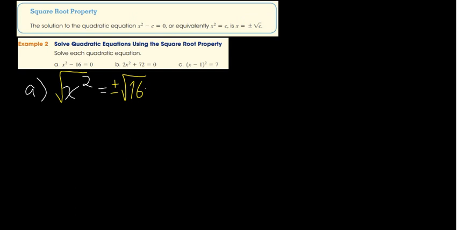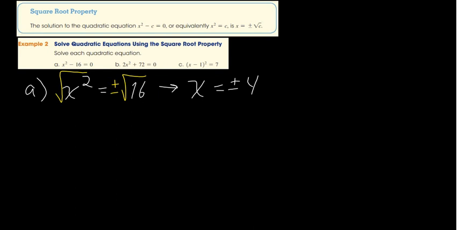Now why do I have to do the positive and negative component of it? The reason why is because if you think about number 9, well, 3 squared is equal to 9, right? Well, so is negative 3 squared. So that's why I have to do the positive and negative component on there. But anyways, as we move on, the square root of x squared, that's easy, that's just x. And that's going to be equal to the plus or minus. All right, what is the square root of 16? Well, that is 4. It's that easy.